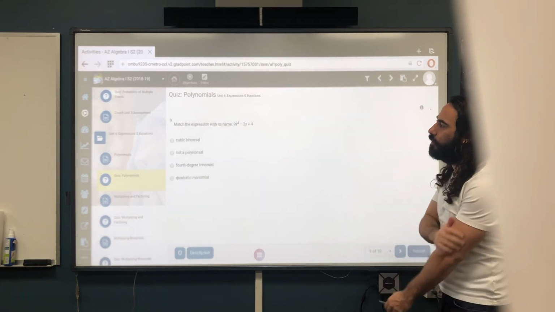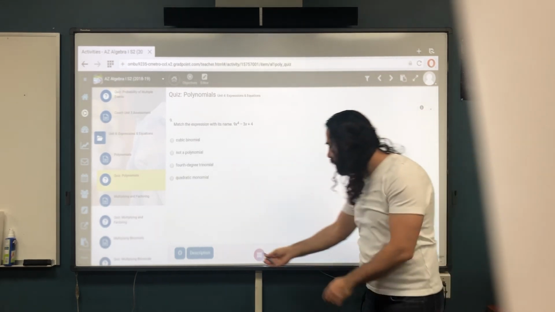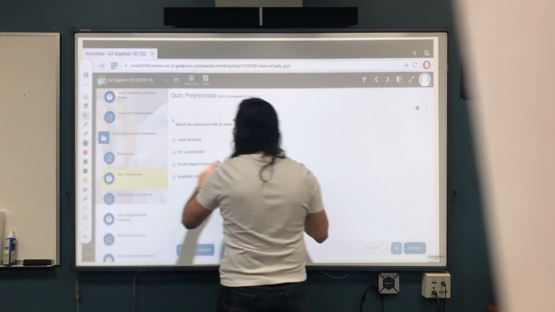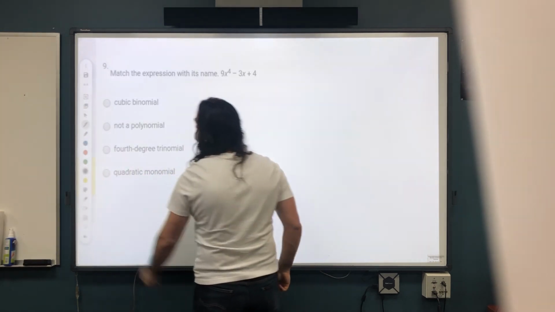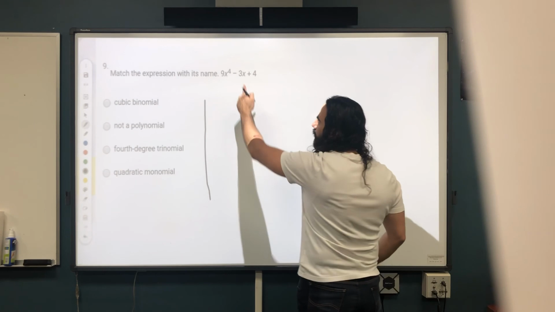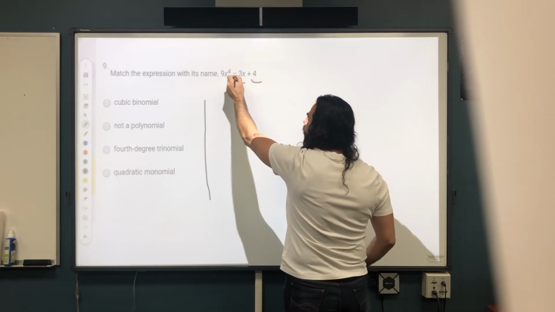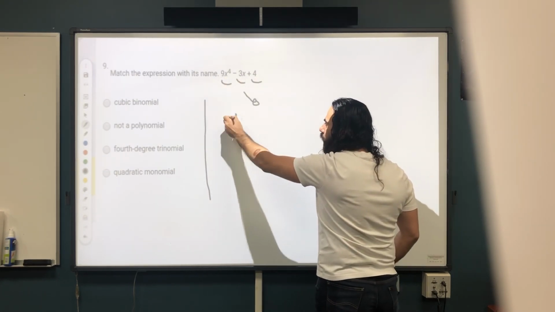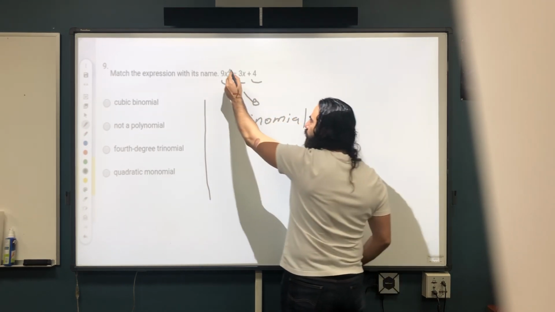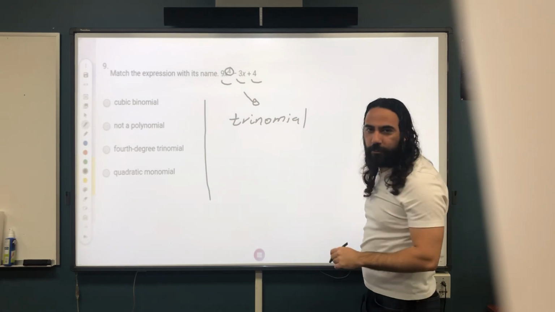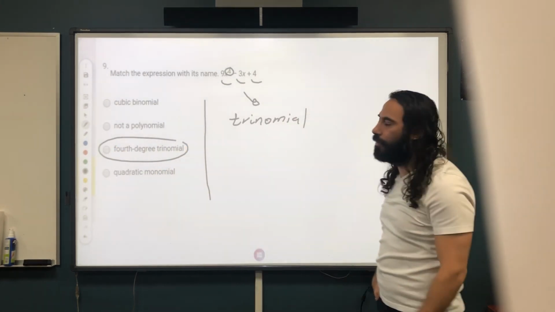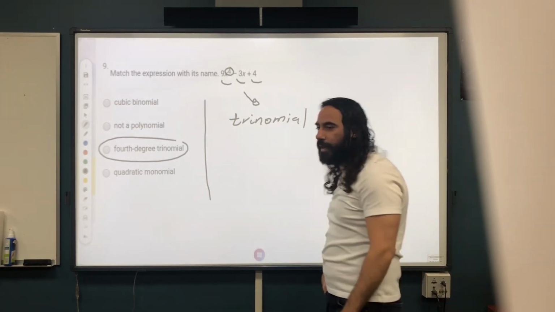Match the expression with its name. Again, I'll solve this one as the last question. The last question, we have 9x to the power 4 minus 3x plus 3. As you can see, we have three terms, so it's going to be a trinomial. But the exponent is 4. Now when the exponent is 4, it's going to be the fourth degree trinomial. Fourth degree trinomial.